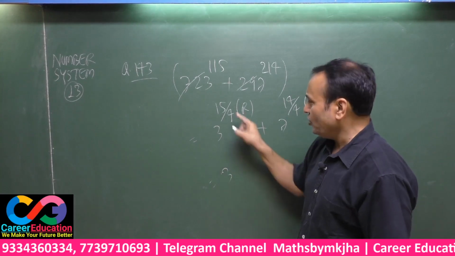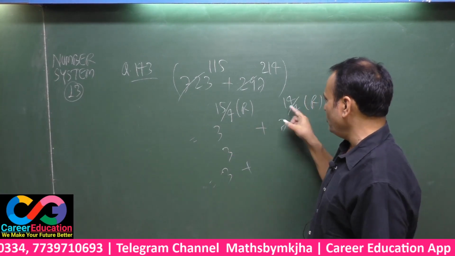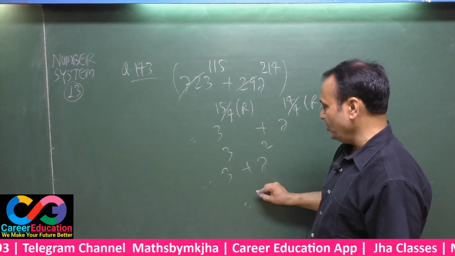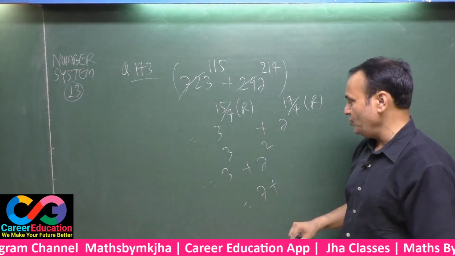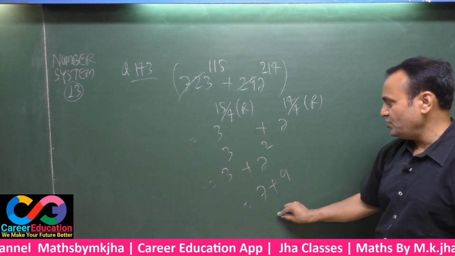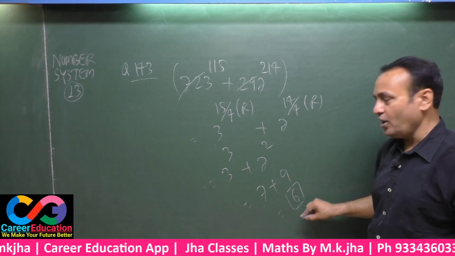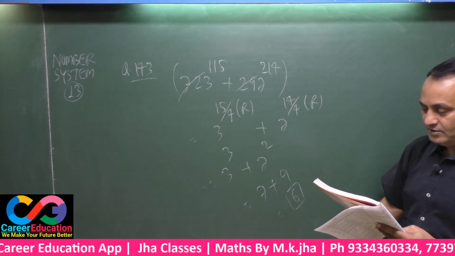Next, 4 3s are 12, remainder is 3. 4 12s are 3, remainder is 2. That means 3 power 3 is 27, only 7 is unit. 7 square is 49, 9 is unit. 7 plus 9 here is 16, and you got the answer 6 here.